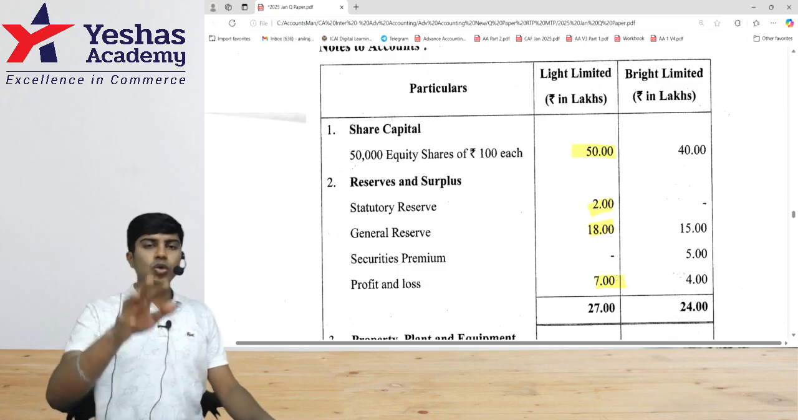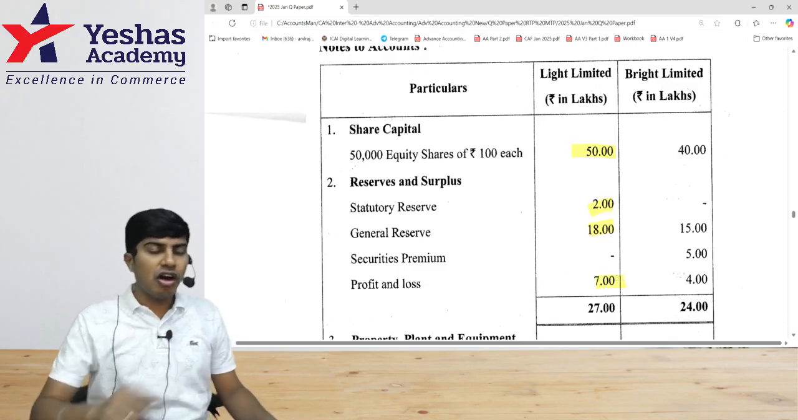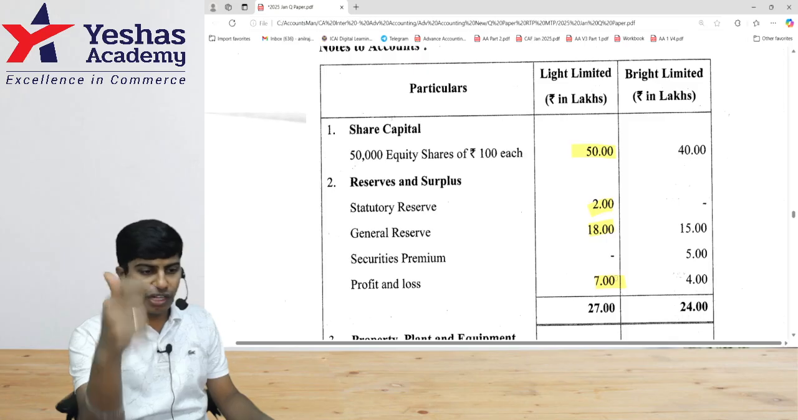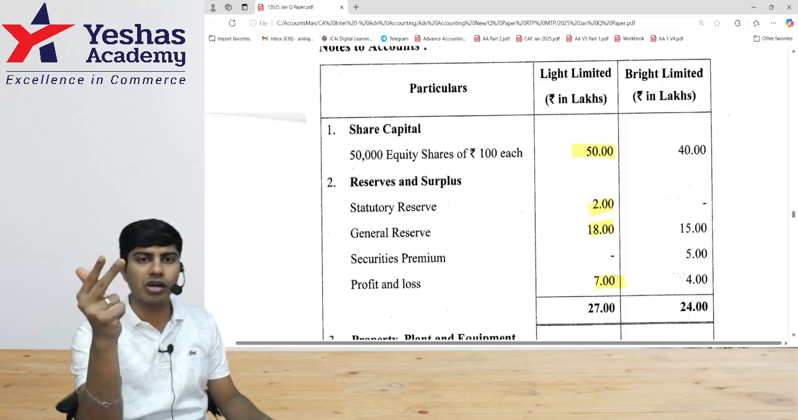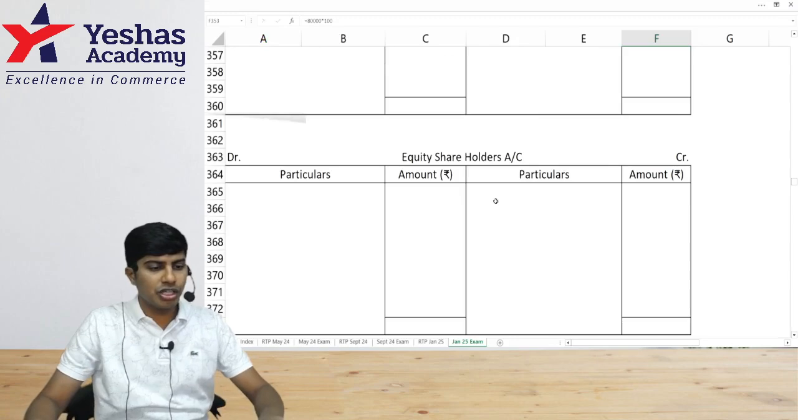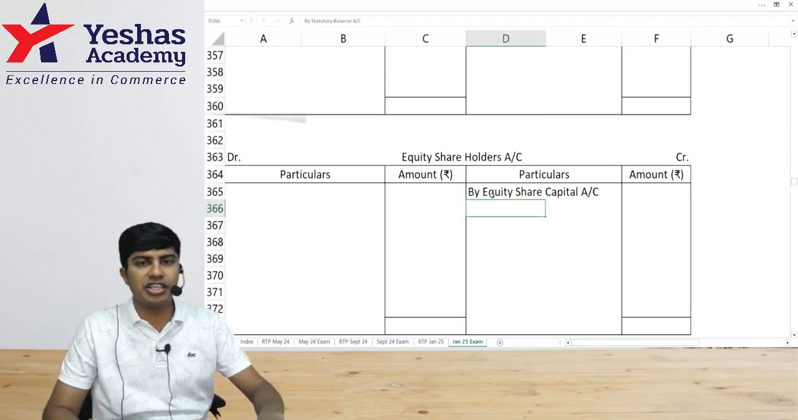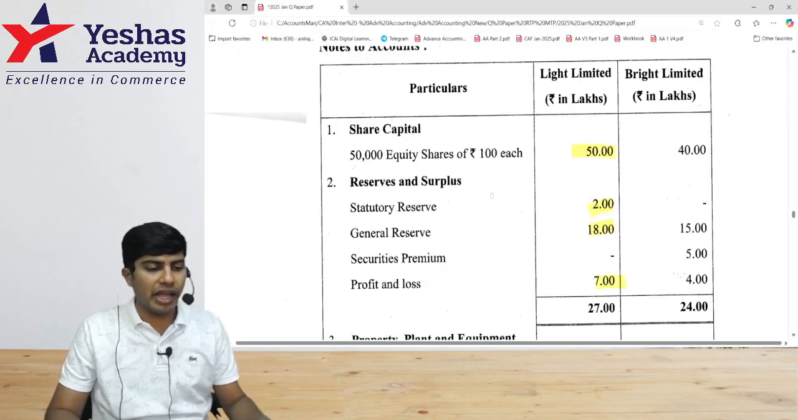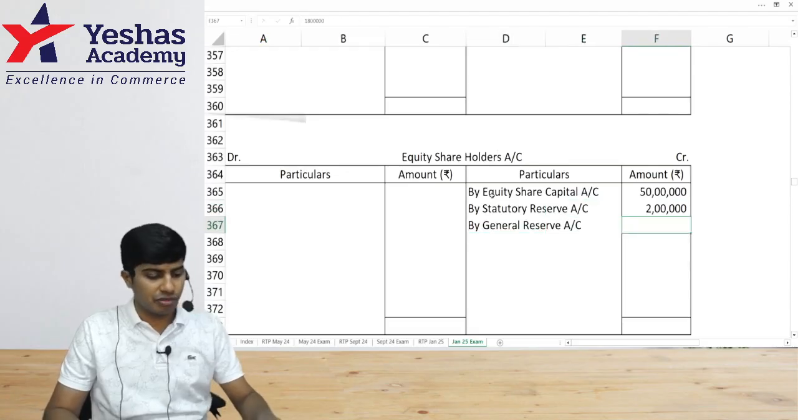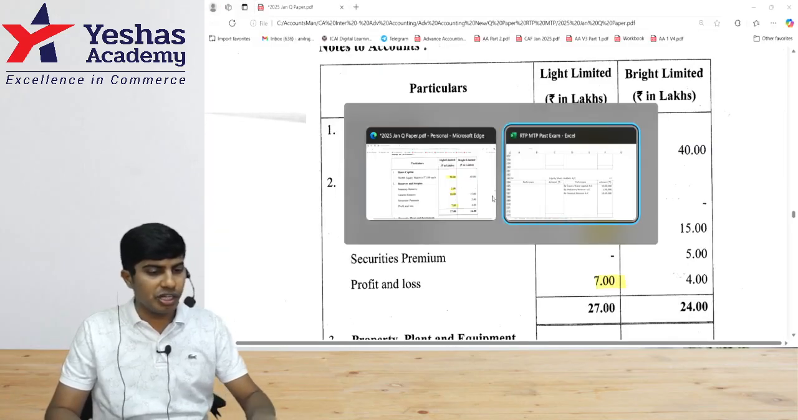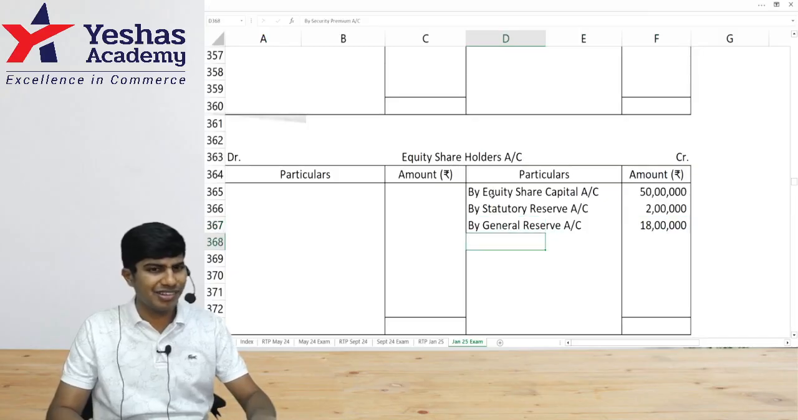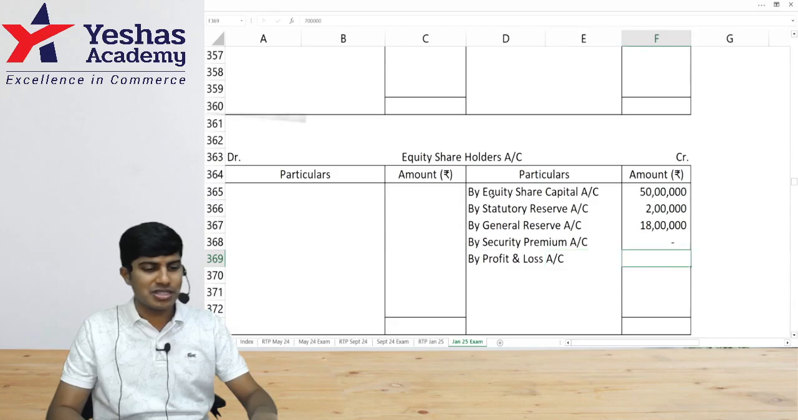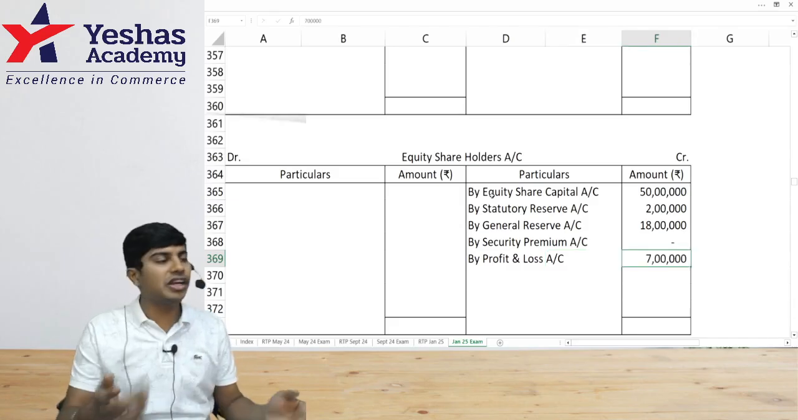These three items, I'll close them by transfer to shareholders account. All of these will have credit balance. I should debit it. Equity share capital debit, statutory reserve debit, general reserve debit, P&L account debit to shareholders account. In shareholders account, I'll write by equity share capital 50 lakh, by statutory reserve 2 lakh, by general reserve 18 lakh, by security premium 0, by P&L account 7 lakh. Everything is transferred. Now I need to settle them.